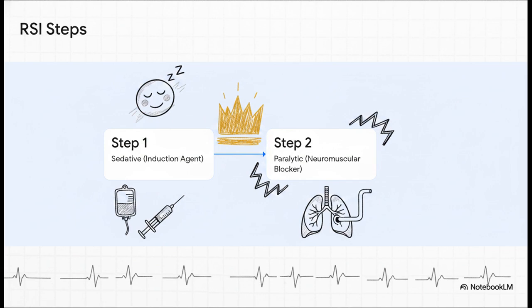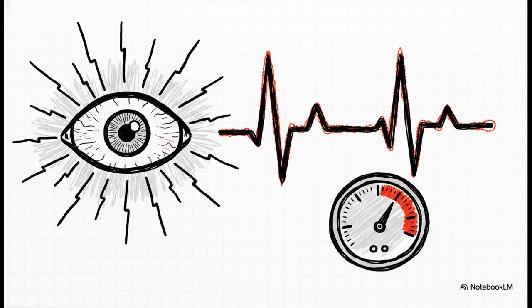And this brings us to the absolutely crucial point, the golden rule of RSI. The order of operations. You must always give the sedative to induce unconsciousness before administering the paralytic. Step 1 is your sedative. Step 2 is your paralytic. Period.